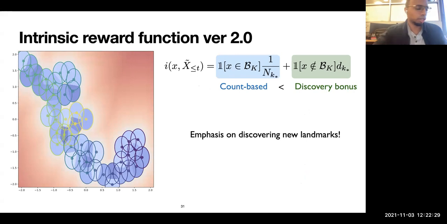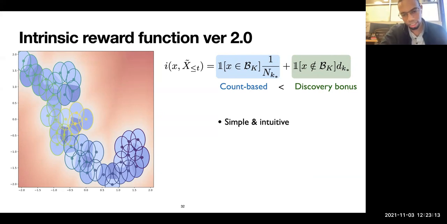It's comprised of 2 parts. This part is a count-based approach. Here, this calligraphic B_k corresponds to all the landmarks the agent has visited up until time t. If the agent has visited any of the landmarks, it receives a reward that's inversely proportional to the number of times it's visited that landmark. We also have this term on the right, which is the discovery bonus. If the agent creates a new landmark, it receives a reward that's proportional to the distance to the closest landmark. As you can see from this reward landscape on the left, the agent is incentivized to visit new landmarks. If you're inside any of these landmarks, you receive much less reward than if you instead create a new one.